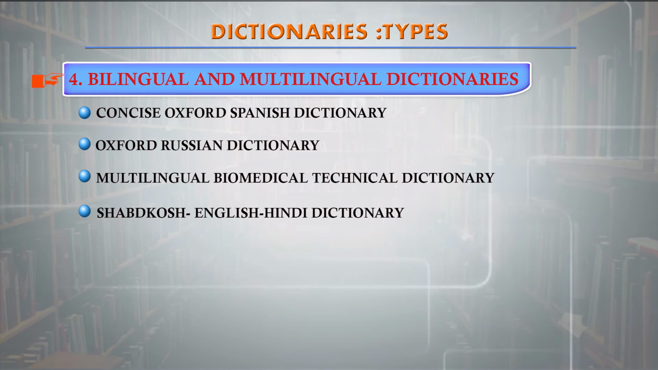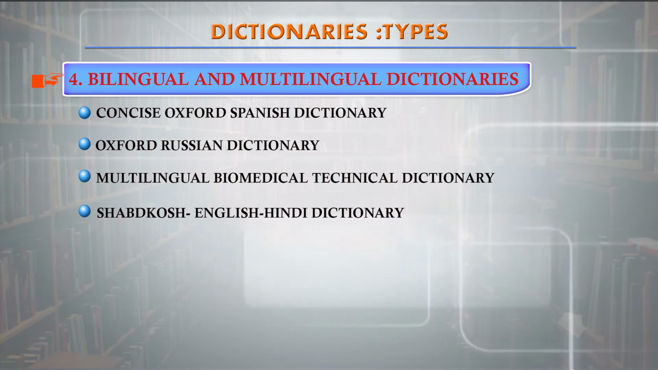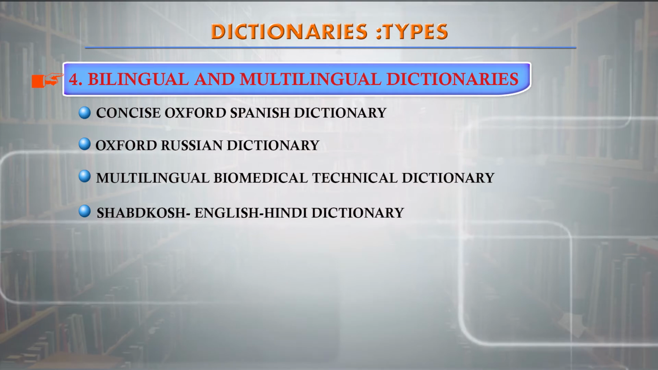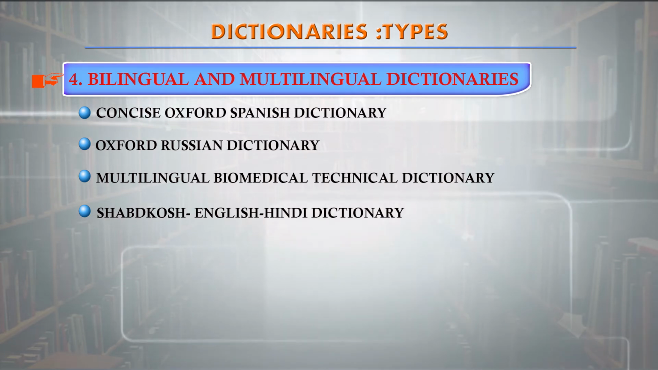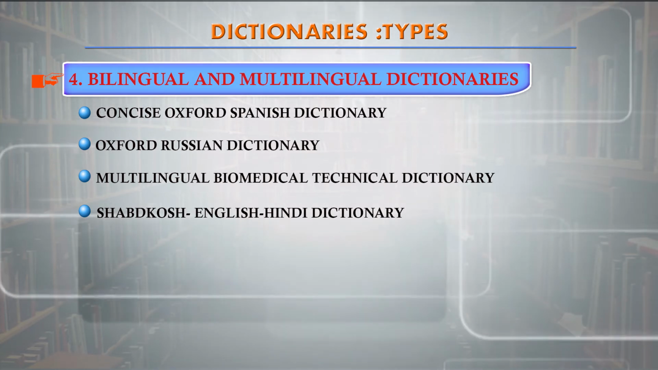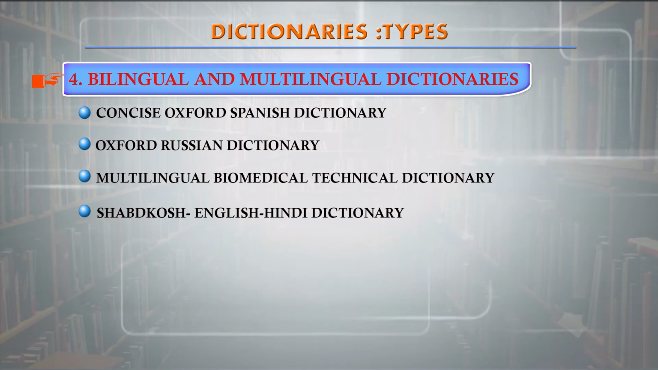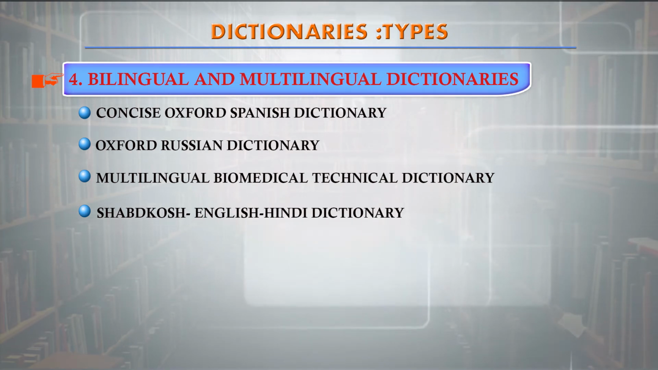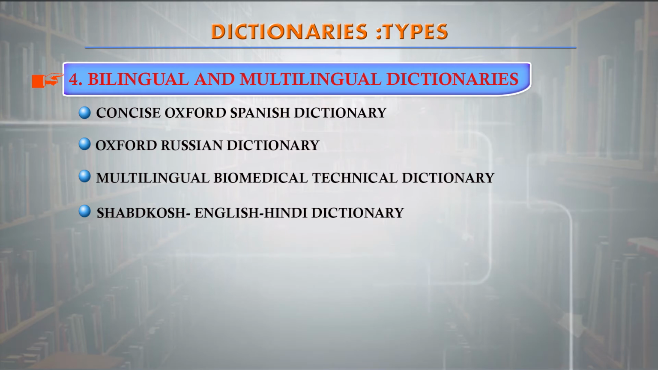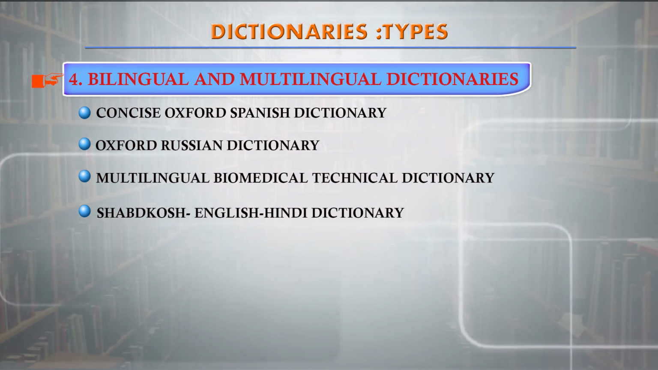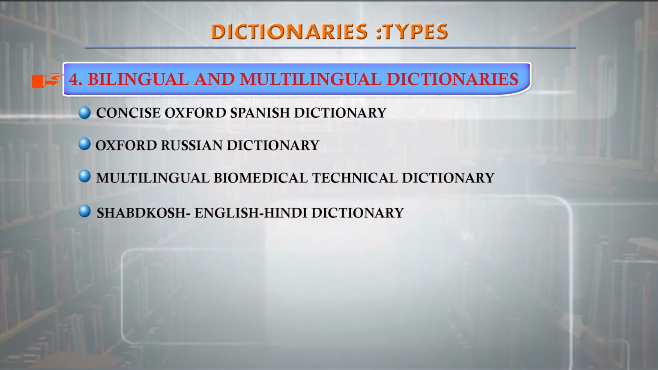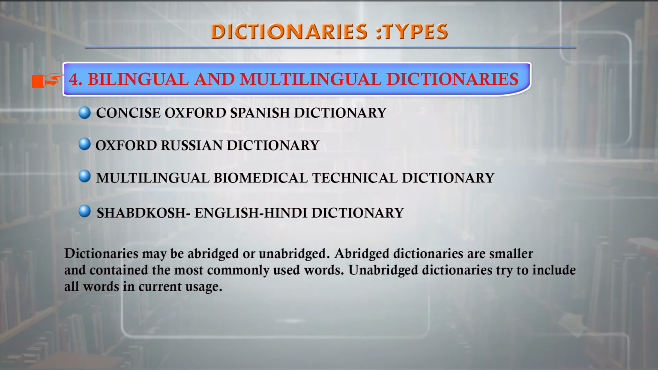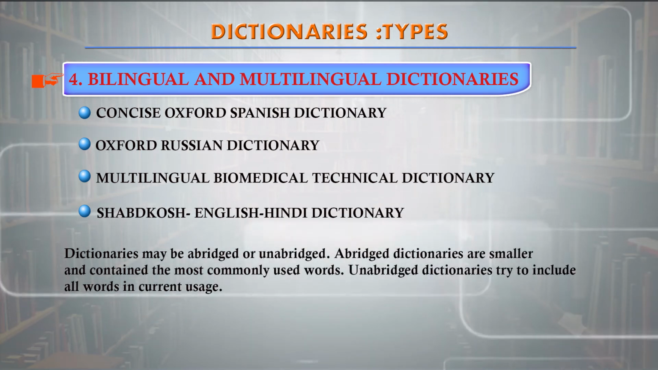For example, Concise Oxford Spanish Dictionary, then Oxford Russian Dictionary, Multilingual Biomedical Technical Dictionary, Shabdkosh English Hindi Dictionary. So, this way they are translating words of one language to another. They are bilingual as well as multilingual. So, this way dictionaries may be abridged and unabridged also.